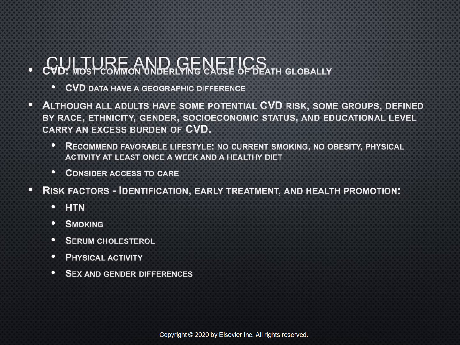So some groups defined by race, ethnicity, gender, socioeconomic status, that is huge, because we don't know all the variables that are occurring in our patients who come in, for why they eat the way they do, why they're not active. We don't know all of it. So socioeconomic status can very much play a huge part in the health of our patients, and educational level, okay, carry an excess burden of cardiovascular disease. So we recommend favorable lifestyle.